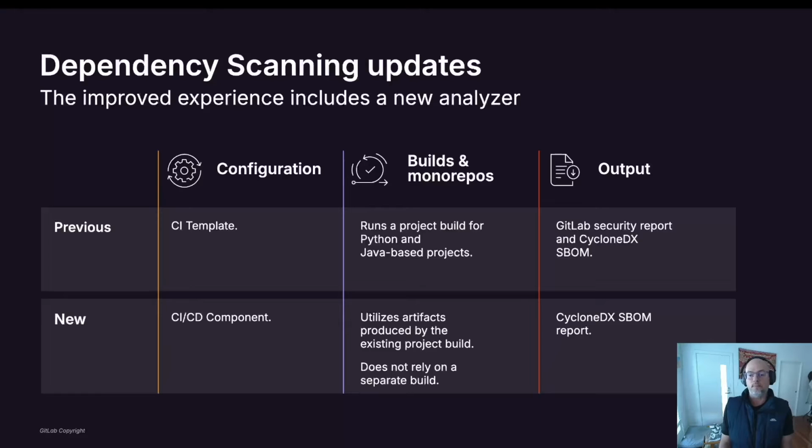Finally, the output. Where the previous analyzer would generate a CycloneDX SBOM along with the GitLab security report, in the new experience, only the CDX report is generated. This simplifies maintenance of the vulnerability scanning process by delegating this responsibility to the GitLab application. Instead of performing security scans both in the CI pipeline and in GitLab, the new experience relies on the continuous vulnerability scanning feature of GitLab. Let's have a look at how this works.